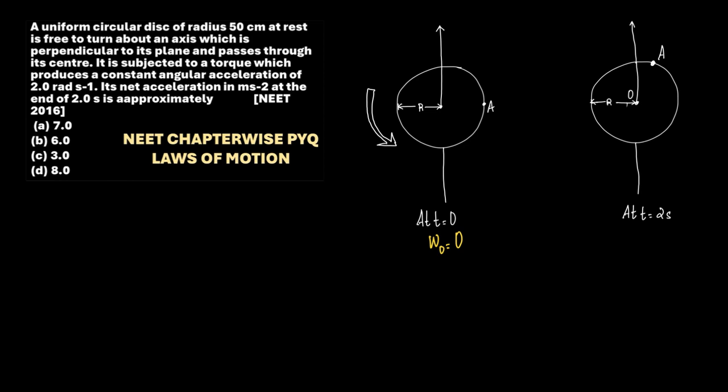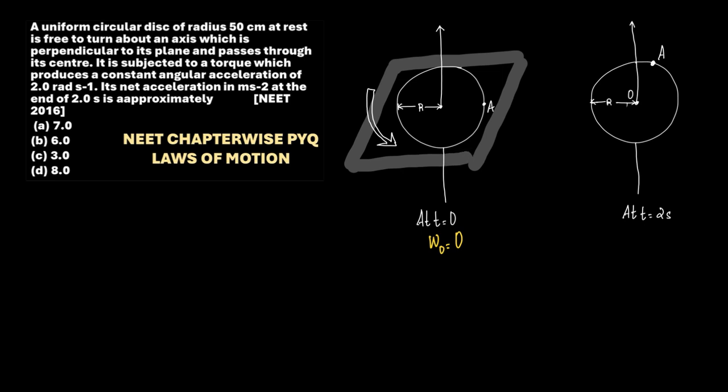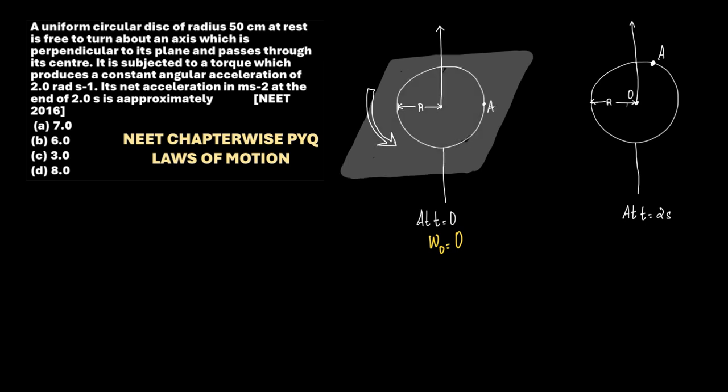So if we were to assume a plane that is perpendicular to this, this might be the plane containing the disk. So we have the plane containing the disk. There's a disk and the axis is perpendicular to it, passing through the center. Now we have to mark the center. So it is passing through the center.